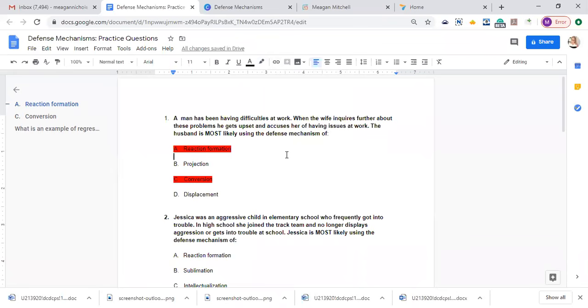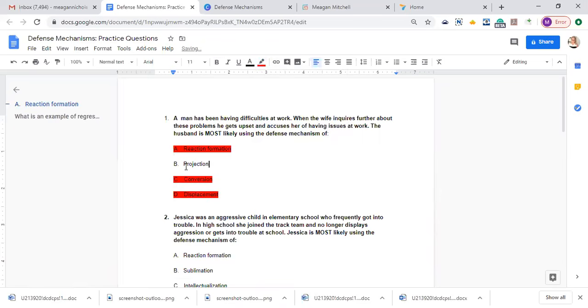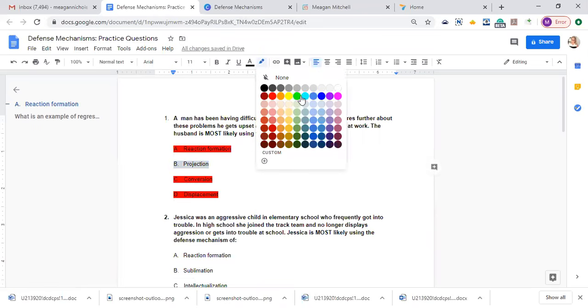Displacement is putting your unwanted thoughts or feelings, displacing them onto an unrelated object or a person. That does not really make sense. It's not the best answer for this question. The correct answer would be projection, because the wife's asking about the man's difficulties at work, and he's projecting these difficulties onto her, suggesting she has issues at work. So the correct answer here, we can get rid of displacement, would be projection. He is projecting his feelings of not doing well at work onto her and suggesting she's not doing well at work.